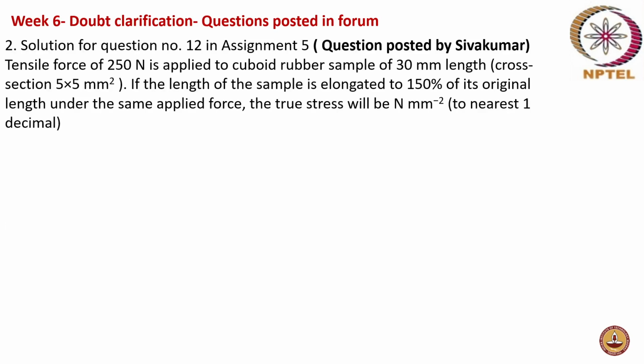This was again posted by Shiva only. He asked for the solution for question number 12 in assignment 5. A tensile force of 250 Newton is applied to a cuboid rubber sample of 30 length, having a cross section of 5 by 5 millimeter square. If the length of the sample is elongated to 150% of its original length under the same applied force, what will be the true stress?